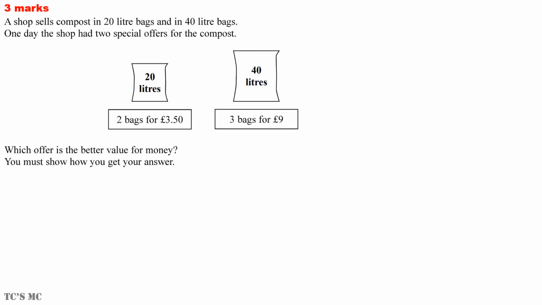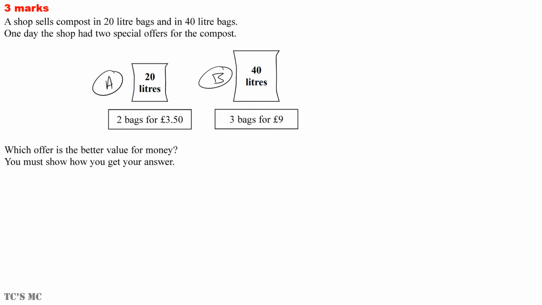A shop sells compost in 20-litre bags and in 40-litre bags. One day, the shop had 2 special offers for the compost. I'm going to call this one A and this one B. Which offer is the better value for money? You must show how you get your answer.